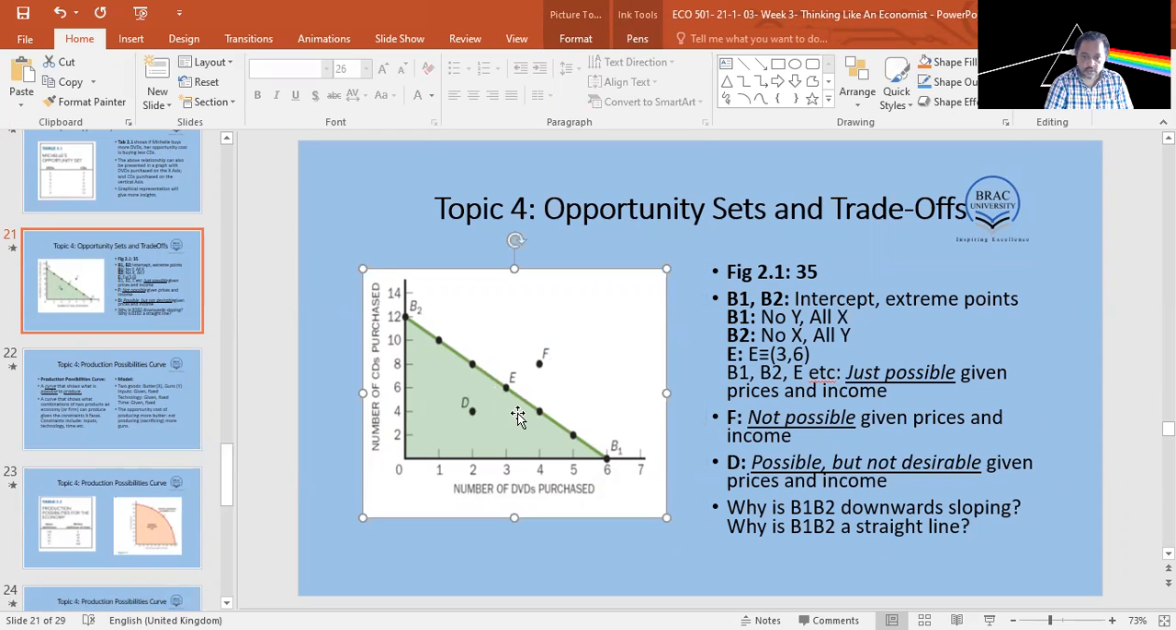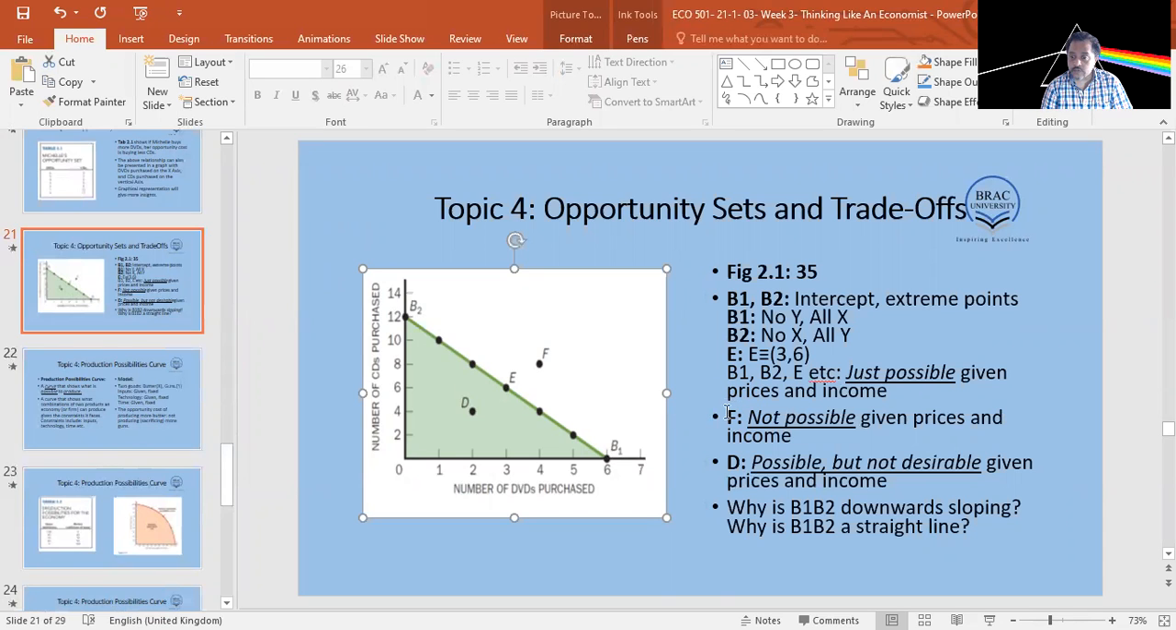Now, the other point, F. Is this possible? No. If Michelle decides to come at F, she will have to buy 4 units of DVDs, 8 units of CDs. This will be more than the total budget that she has of 120. So given the prices of the goods, and given her income in a particular period, which means one time period in this case, she cannot go to F. This is the complement set. So as we have defined the opportunity set as the green triangle, we are implicitly also saying that point F is the complement set. She can't go to point F.